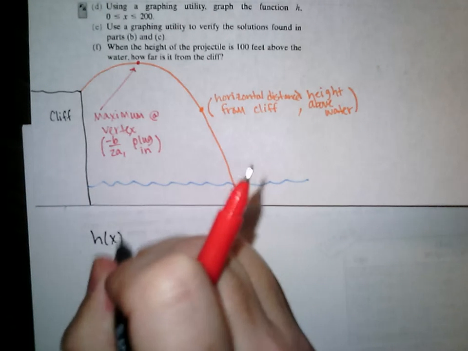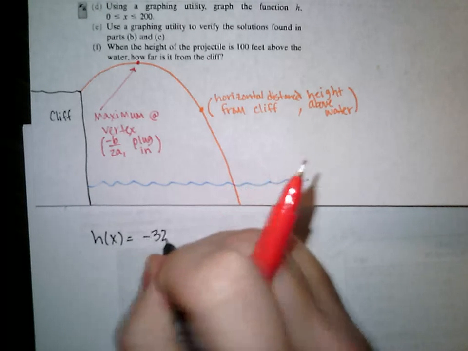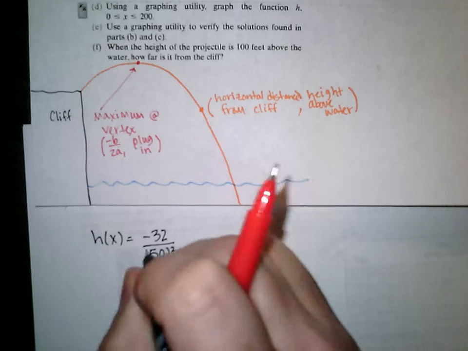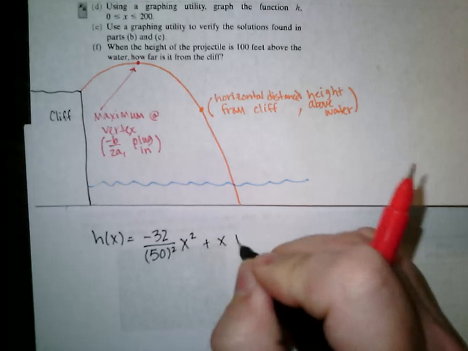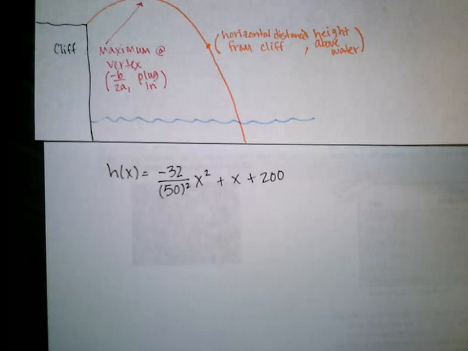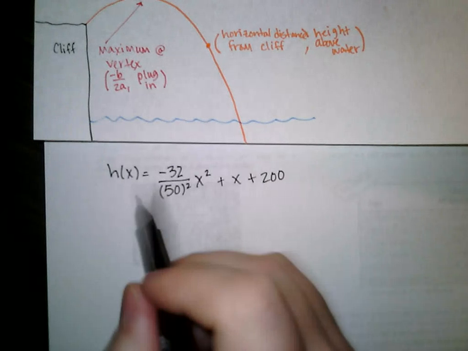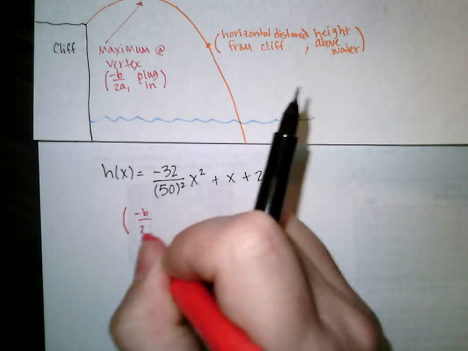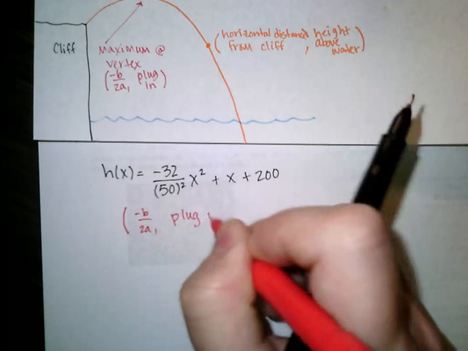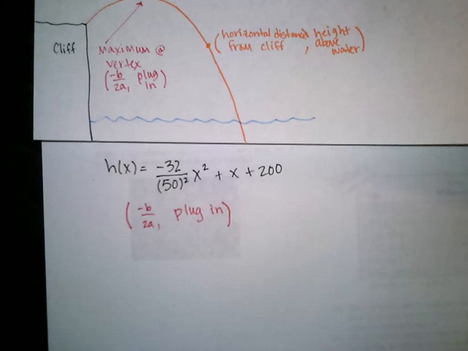So to find our maximum, our function h of x equals negative 32 over 50 squared. I'm going to put my x squared next to it instead of in the numerator, plus x plus 200. Let's see. We are going to use our graphing calculator to do some magic with fractions.